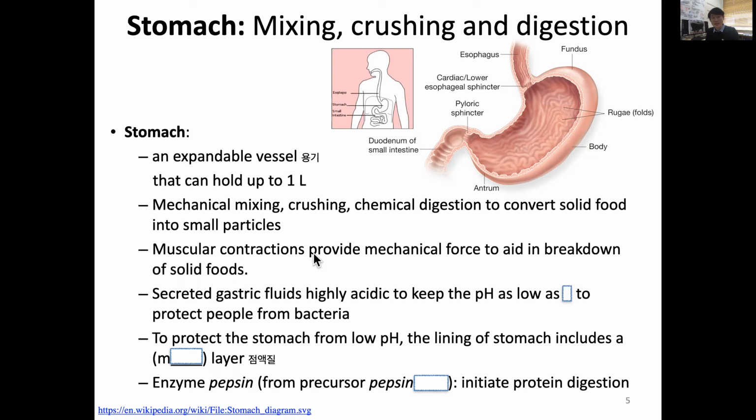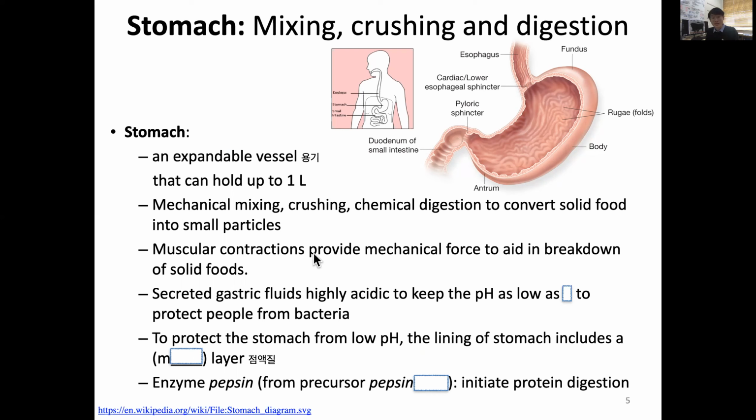And the reason is a lot of bacteria come through our mouth, and those will not survive in this acidic condition. So that's one role of this acid, to protect ourselves from bacterial infection. But think of it, this is highly acidic. How can we protect our stomach itself, which is also composed of proteins? And so, we have our own strategy. The lining of the stomach includes a layer which protects the stomach itself from this acidic gastric fluid. And that's what we call a mucus layer.